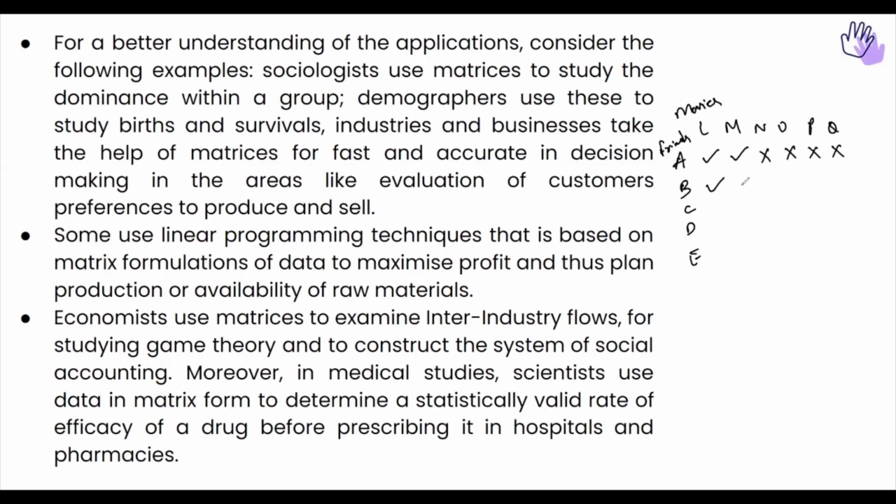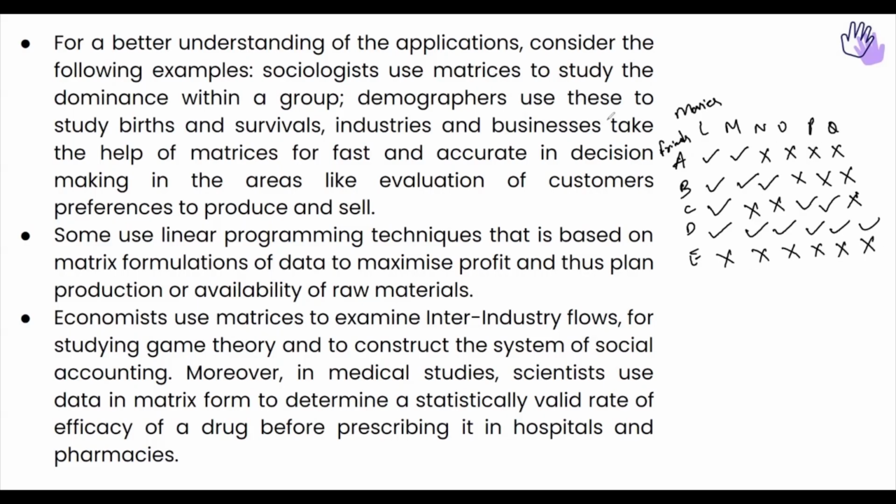B watched L, B watched M, B watched N, but did not see O, did not see P, did not see Q. Similarly, C watched some of the films but not all. Coming to D, D watched all of the films, okay? And coming to E, E did not watch any of the films.